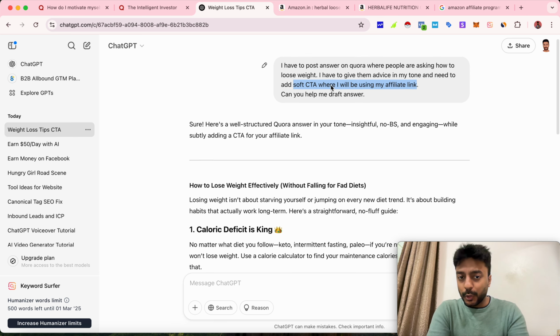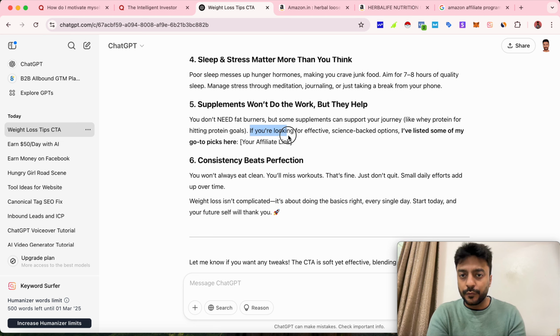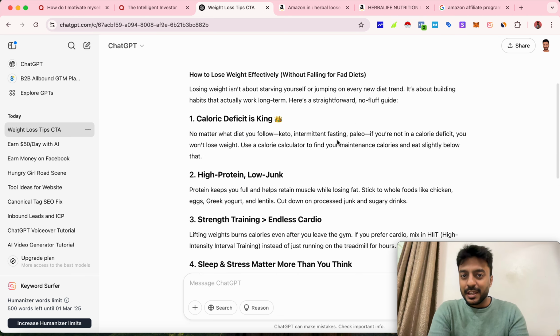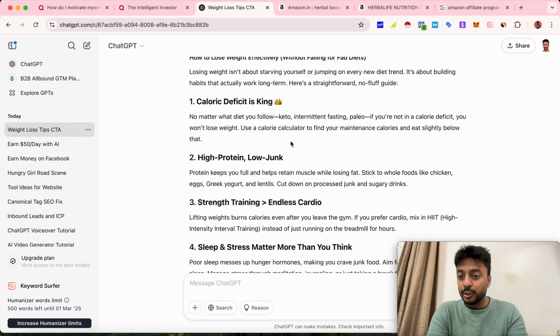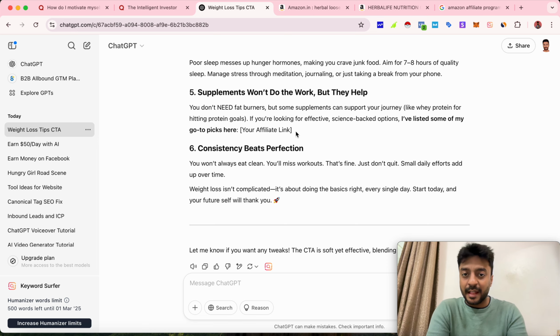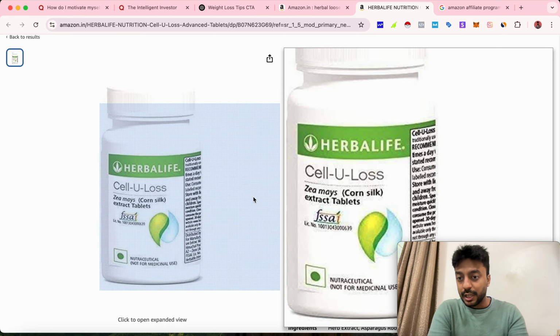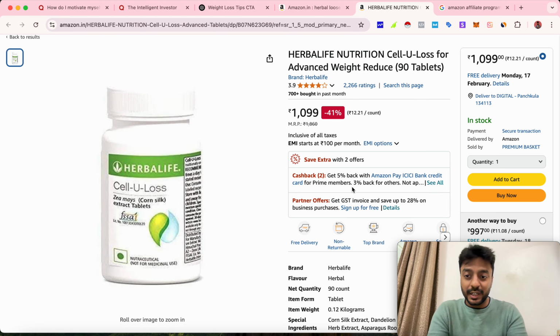After giving this exact prompt, it has given me the content, and you can see in the middle of the content right over here, if you are looking for effective science backed options, I've listed some of my go to picks here. And then over here, I can add my affiliate link. The person who will be reading this will think, oh, a general user has written this content, and he is recommending on the basis of his experience. And that is where he will land on this product with your affiliate link. And if he prefers to buy this product with your affiliate link, you will get 5 to 10% commission of the price for which he bought the product. So this product is for 1000 rupees, right? 5 to 10% is somewhere around 50 to 100 rupees as your commission.